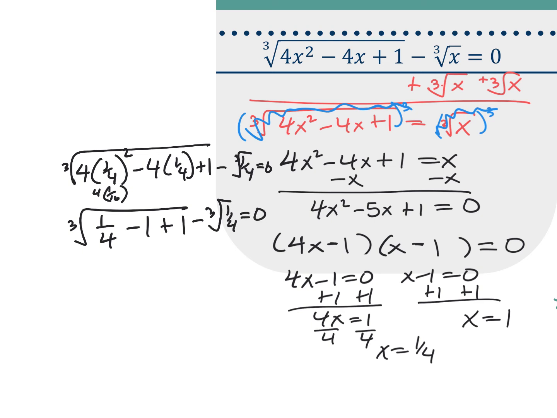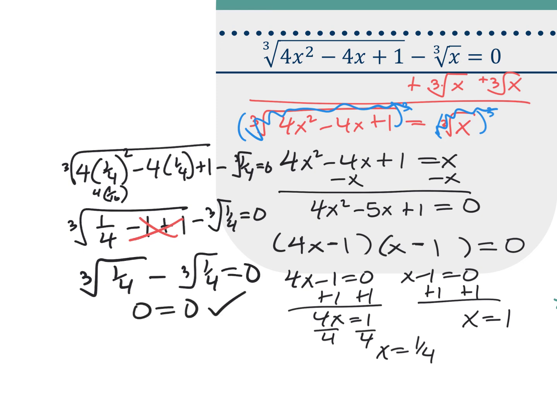Now, you might start thinking, oh my gosh, what am I going to do? How am I going to find a cube root of 1/4 without a calculator? But see what happens here. The 1's cancel, so we're really just doing the cube root of 1/4 minus the cube root of 1/4. Anything subtracted by itself is 0. 0 equals 0, it checks. So you're not actually trying to figure out what the cube root of 1/4 is. You're just going to realize that it's going to cancel out.